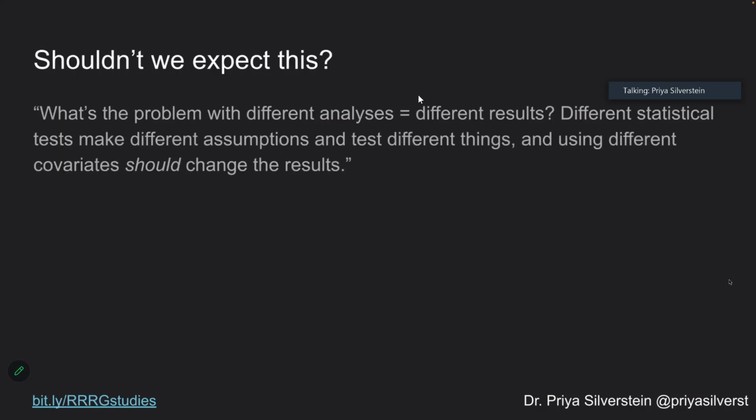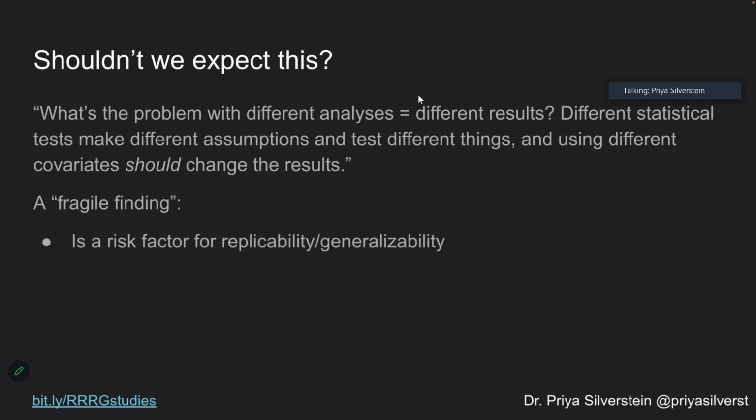But one question is, should we expect this? Maybe there isn't a problem with different analyses leading to different results. We know that different statistical tests make different assumptions and test different things. And using different covariates should change the results, because that's the whole point of including them, to check whether they do. But it's important to think about how dangerous it is to have such a fragile finding, as they call it in the manuscript.